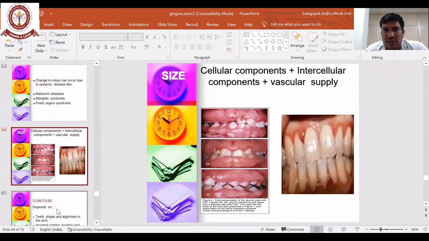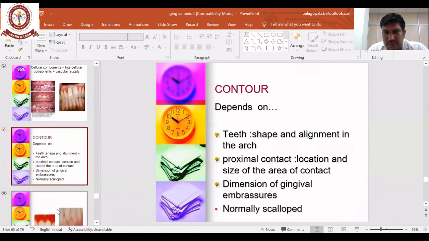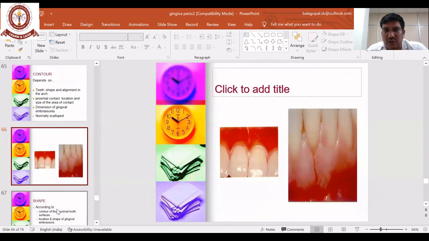So the cellular and intercellular components with vascular supply determine the size of the gingiva. If there is increased size of the gingiva, there is an increased amount of vascular supply or cellular components or intercellular components, so this is a pathological condition. Contour depends on the tooth shape and alignment in the arch, proximal contact location, the size of the area of contact, and the dimension of the gingival embrasure, and it is normally scalloped. You can see the normal contour of the gingiva and an abnormal contour of the gingiva.